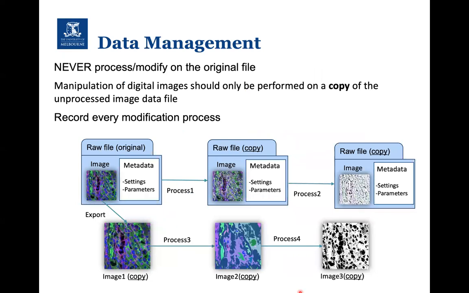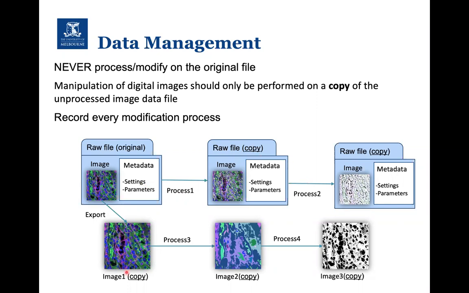Next thing in terms of data management is to never process or modify the original file. So you always want to keep that raw data file. And if you are going to make any modifications, then we suggest that you make subsequent copies. So you go through whatever process one, you create a file copy, preferably with something in the file name that covers what's happened.